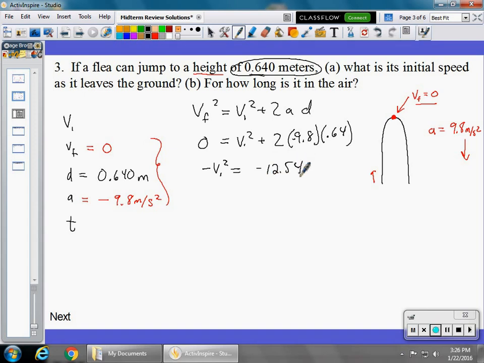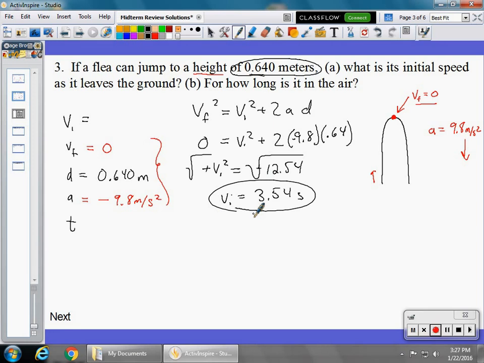And we can just get rid of those negatives, right? We're not going to square root a negative number. Square root both sides to solve. And that leaves with an initial velocity of 3.54 meters per second. It's jumping up. That's positive. So there's the answer to our first part, our initial velocity.